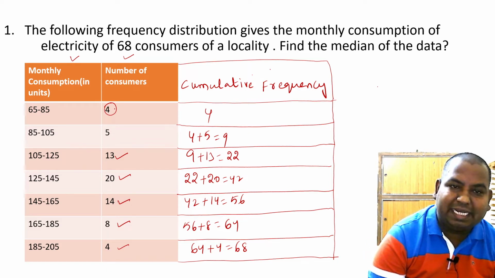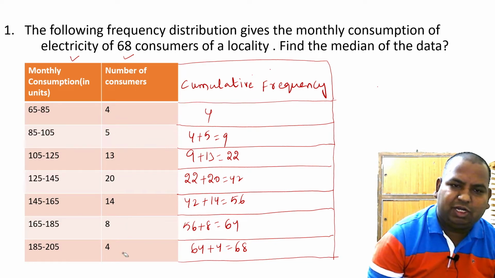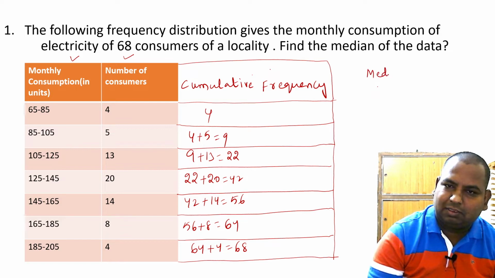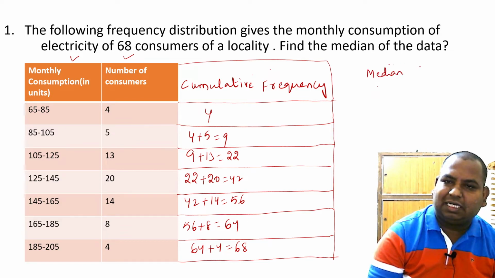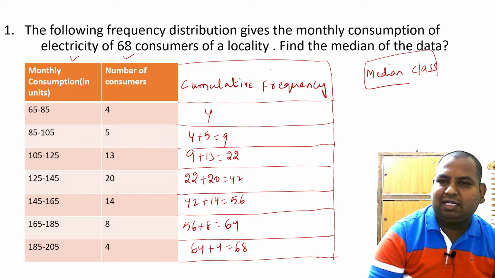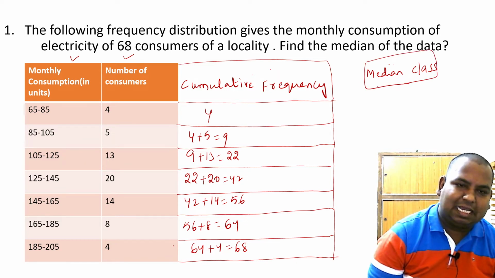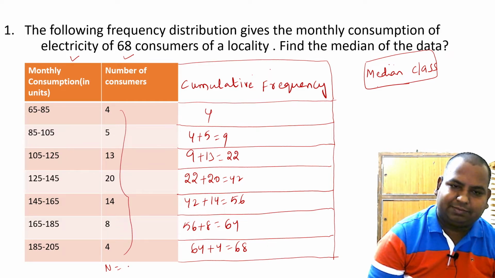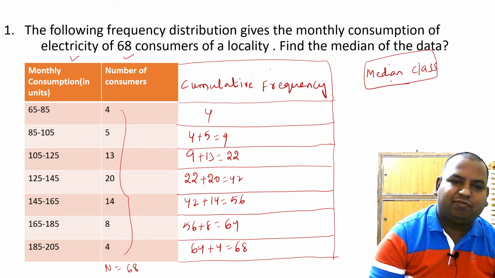Next thing is we need to find the median class. Finding the median class is very important. So first, you have to check whether class intervals are continuous or not. If they are continuous, next you have to find cumulative frequency. Next you have to find the median class. For finding the median class, you need to add up all frequencies. What is the sum of all frequencies? The sum of all frequencies is 68. So you do half of 68. 68 by 2 is 34.